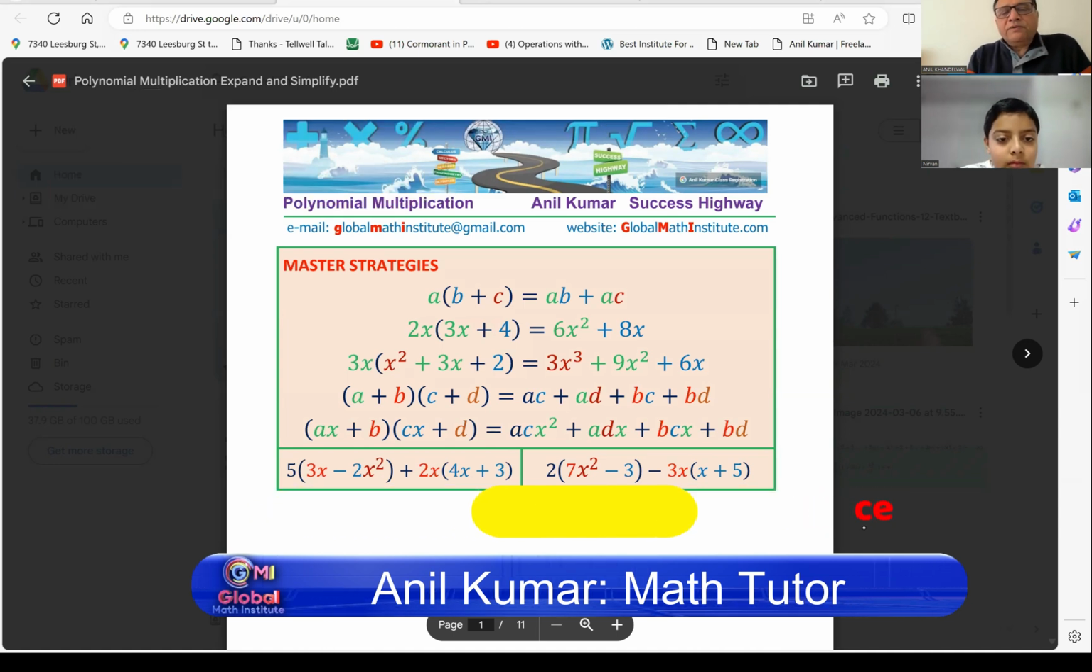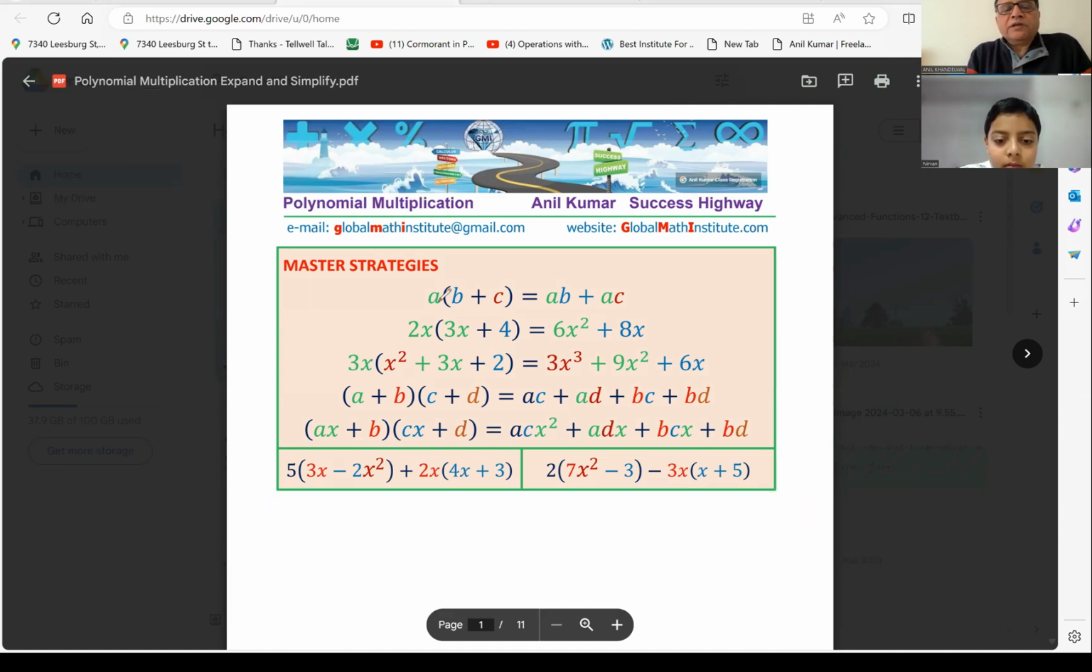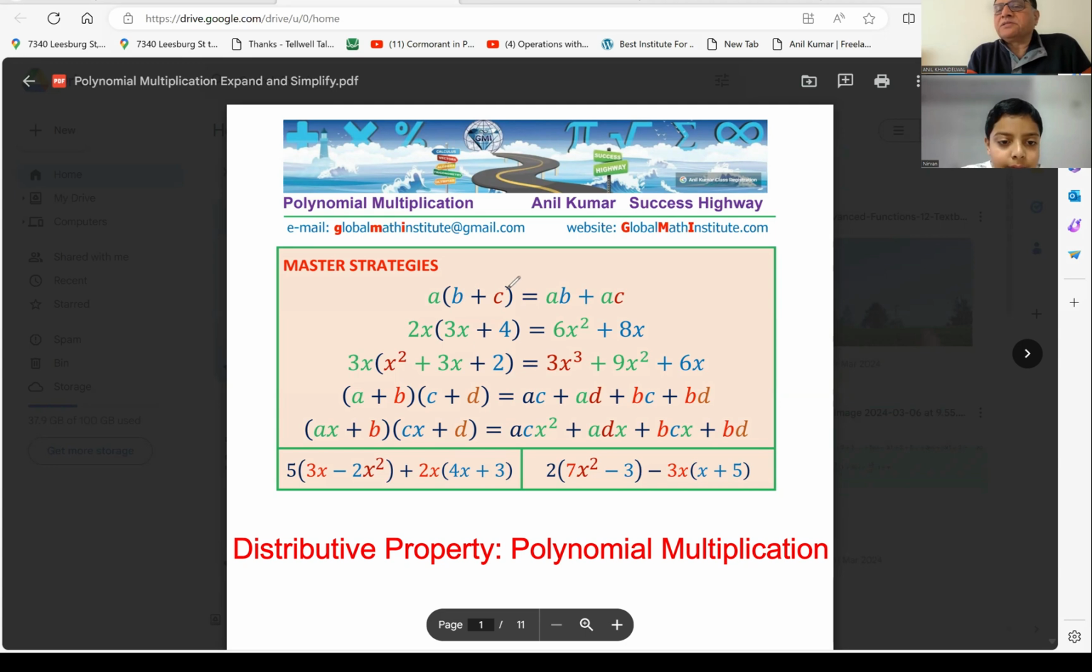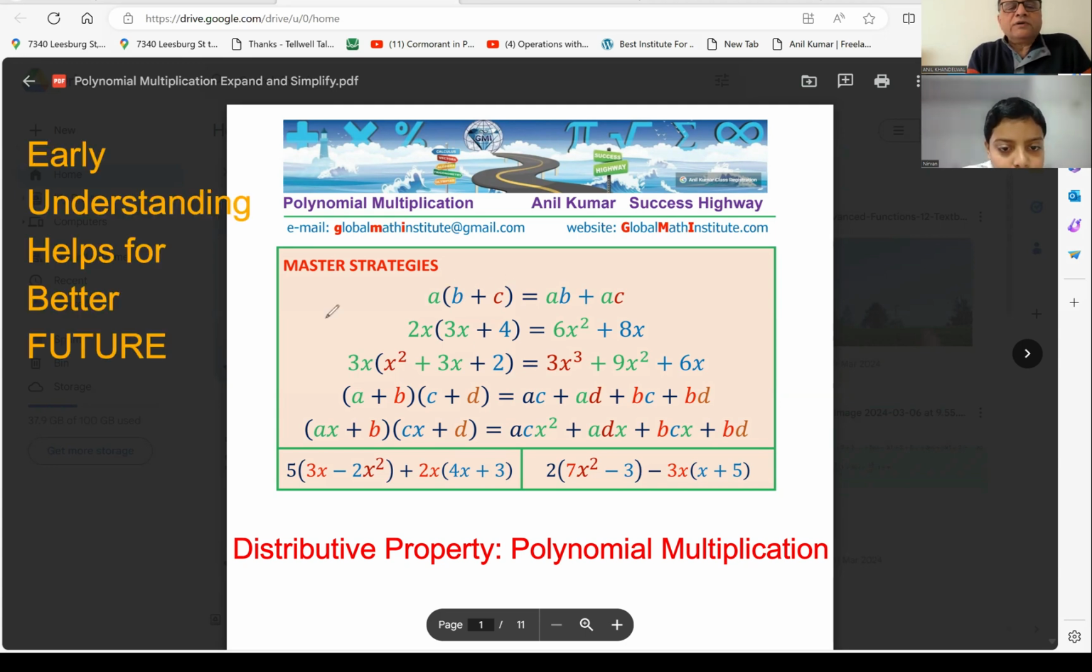Now, see, we have different kinds of multiplications. We will have terms like a times b plus c. So, when you do this kind of multiplication, a gets multiplied with both the terms inside, and what you get is ab plus ac, right? Yes. You understand this step?